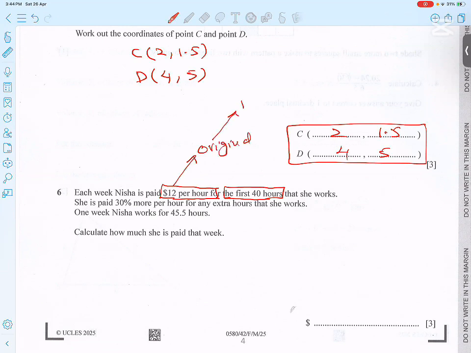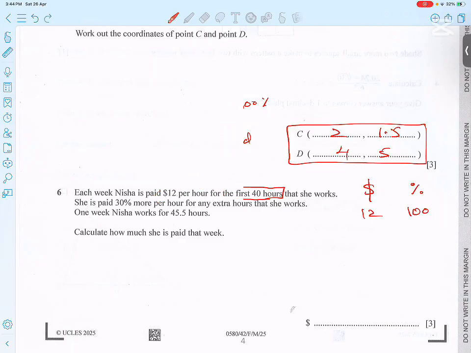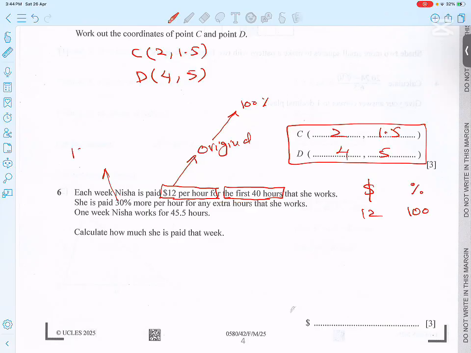Original will take always as 100%. So I write two titles, dollar and percentage. So $12 I consider as 100. Okay, original value, original percentage, original dollars. But now I want to pay 30% more. 30% more means 100 plus 30 becomes 130. I want to see how much 130 becomes.